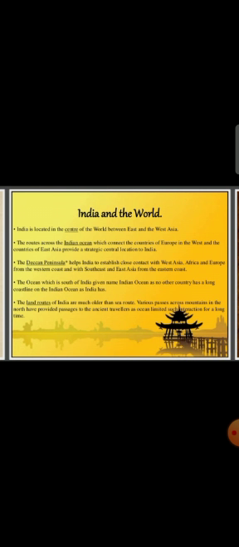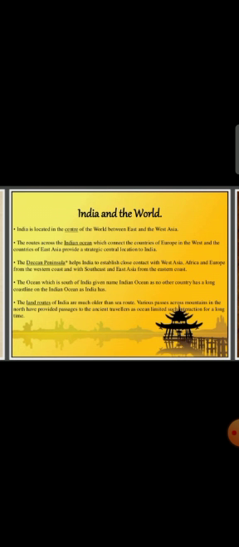India and the world. India is located in the center of the world between East and West Asia. The routes across the Indian Ocean, which connect the countries of Europe in the west and the countries of East Asia, provide a strategic central location to India.